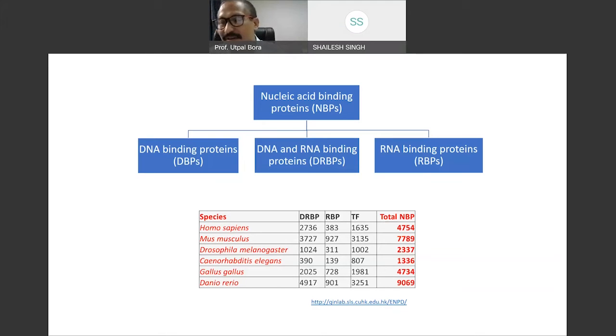So you can see the number of total nucleic acid binding proteins printed in red on the extreme left. And you can also see the ratio of the RNA binding protein to DNA and RNA binding protein, as well as the transcription factors listed over here.